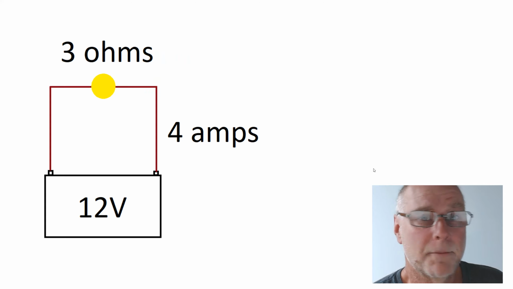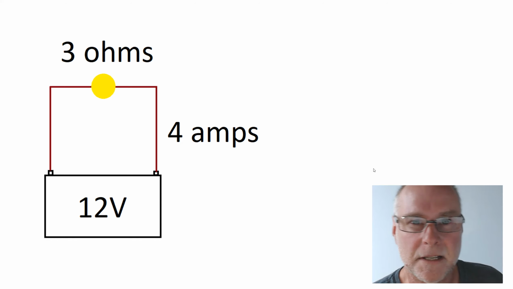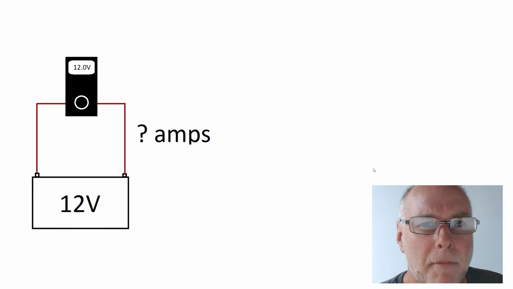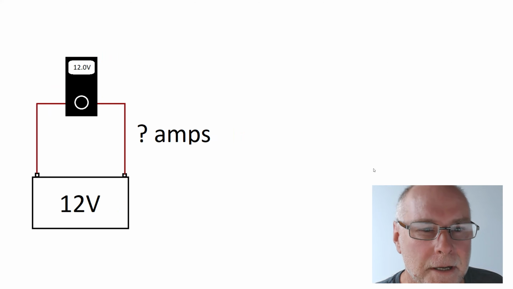If the light bulb posed a resistance of only 2 ohms, it would be 12 divided by 2 equals 6 amps. So you can see the magnitude of the resistance determines, for a given voltage, how much current is actually flowing. Easy, isn't it? Now, what happens if we connect a multimeter across that 12 volt battery? How many amps are going to be flowing in that circuit?